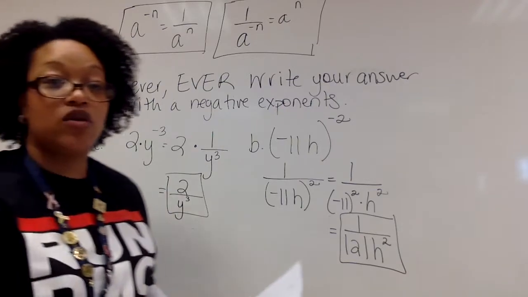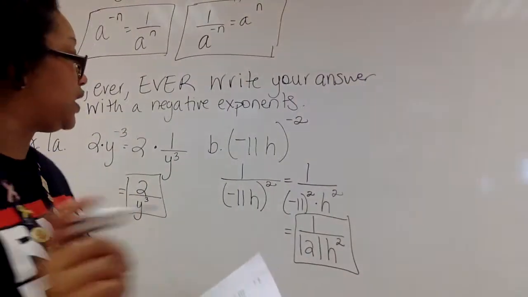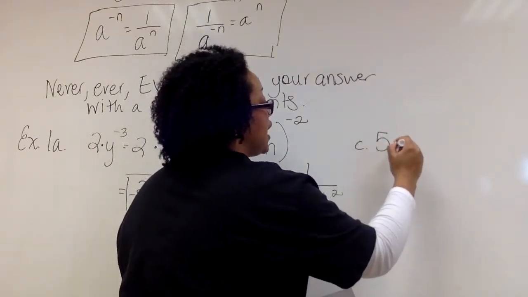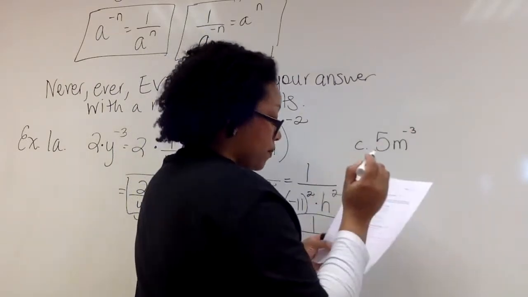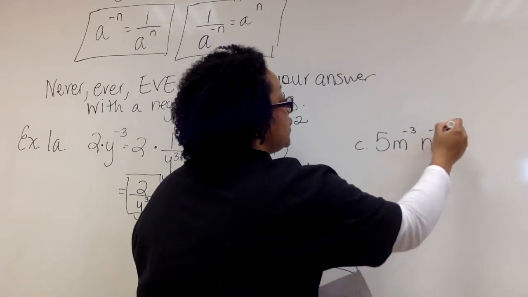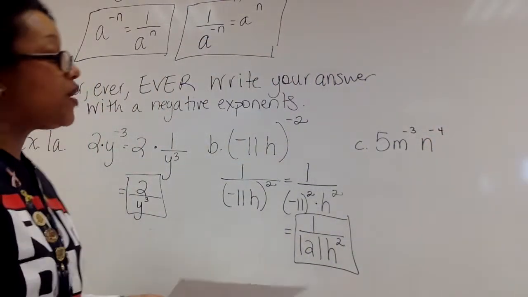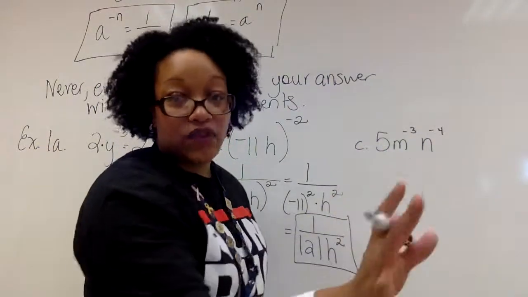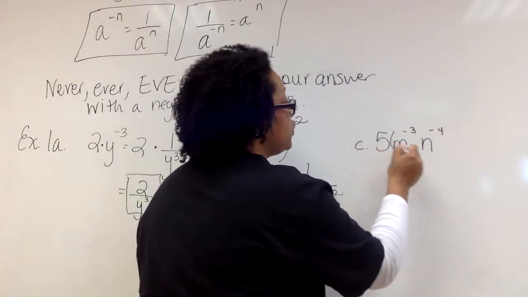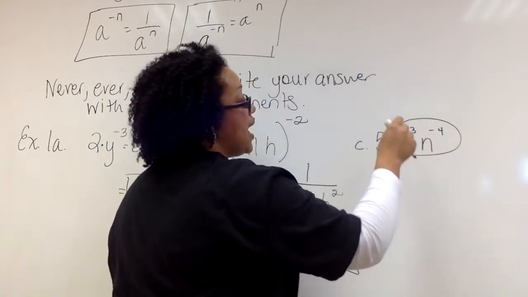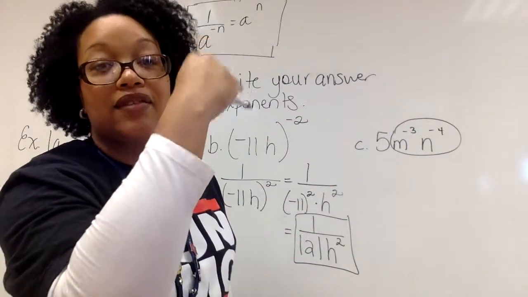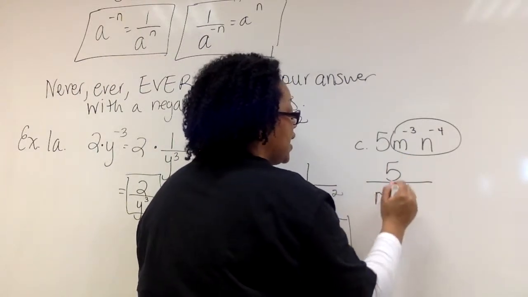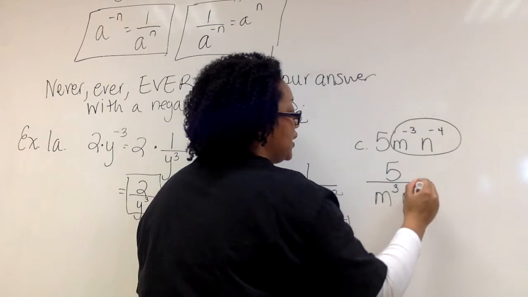Okay? Let's do one more before I end this video. Letter C says 5 times m to the negative third power times n to the negative fourth power. Well, the only problem with this one is you have those negative exponents. The 5 is fine. The 5 you can't do anything with. But these two have a negative exponent. I need to write it as a fraction. So your final answer is 5 divided by m to the third times n to the fourth.